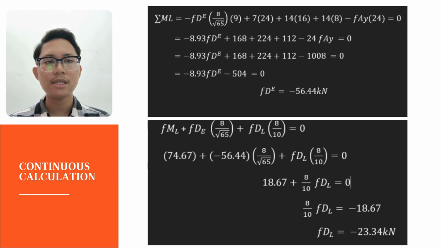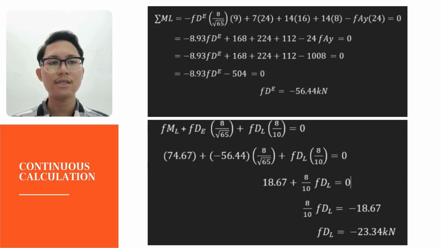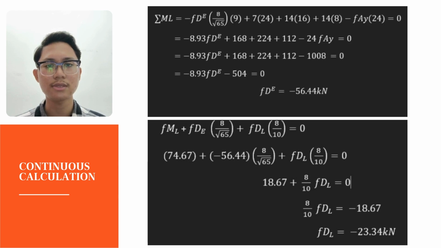Next, FML plus FDE times 8 divided by square root of 65 plus FDL times 8 divided by 10 equal to 0. And we get FDL equal to negative 23.34 kilonewton.